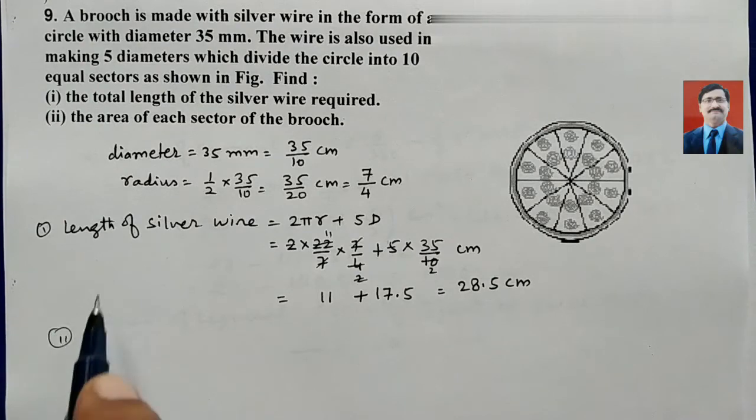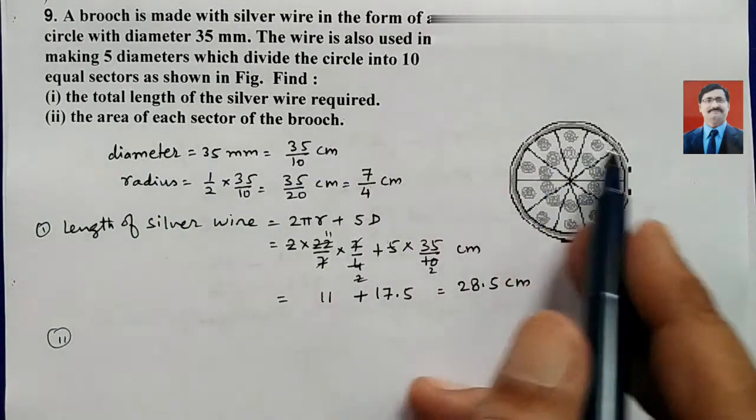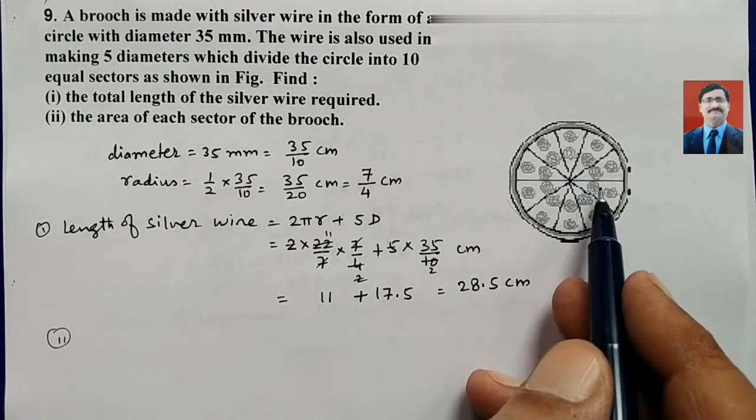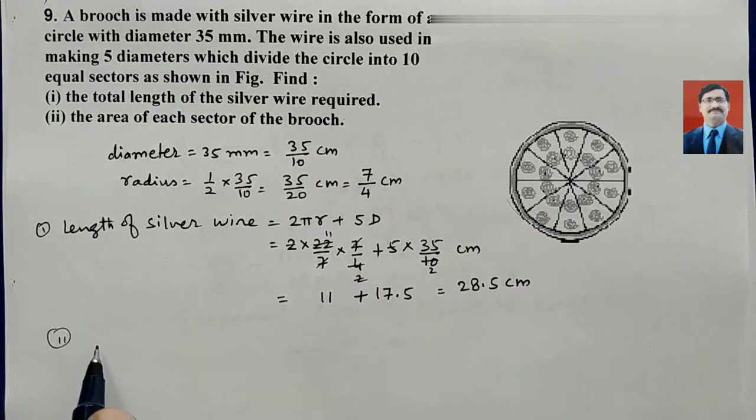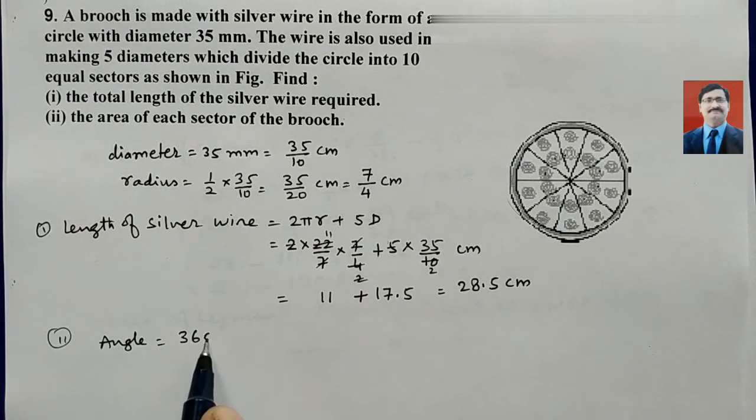Second, we have to find the area of each sector. In total we have 10 parts, 1 2 3 4 5 6 7 8 9 10 parts. So angle equals 360 divided by 10, so we can write here 36 degree.